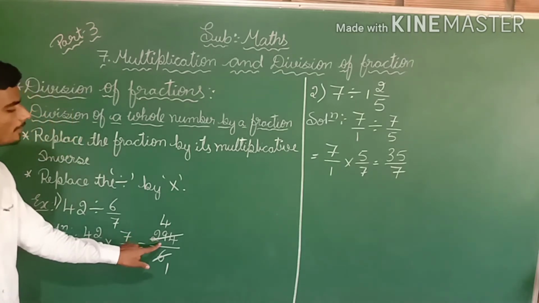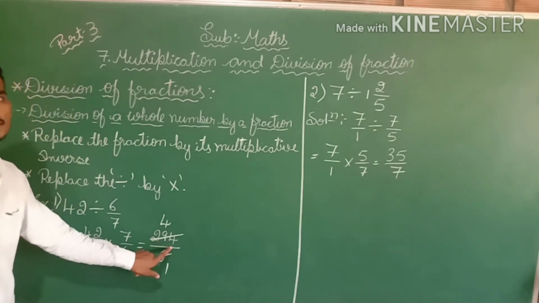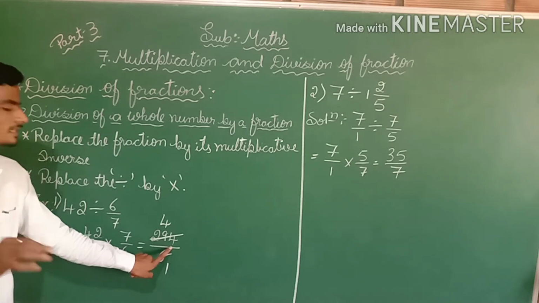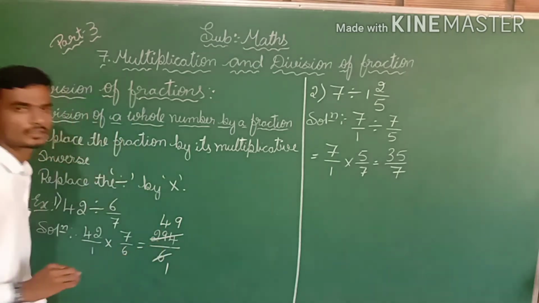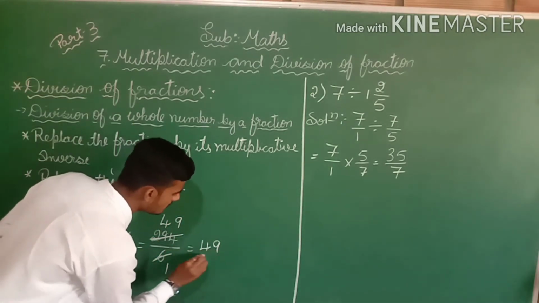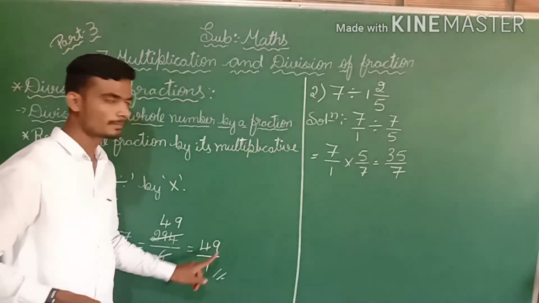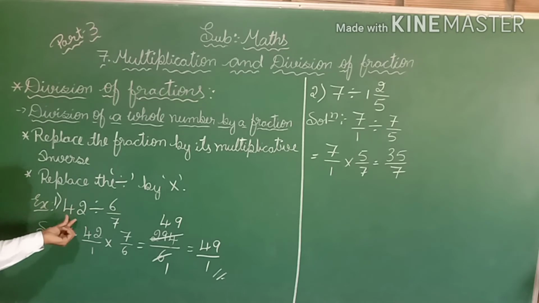Then here how much remains? Here remains 5. Is it? 5 remains. Then it will become 54. 6, how much are 54? 6 9s are, okay, 6 9s are 54. Then you will get the answer as 49 by 1. This is the answer for 42 divided by 6 by 7.